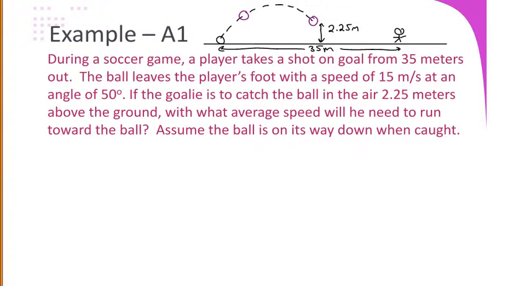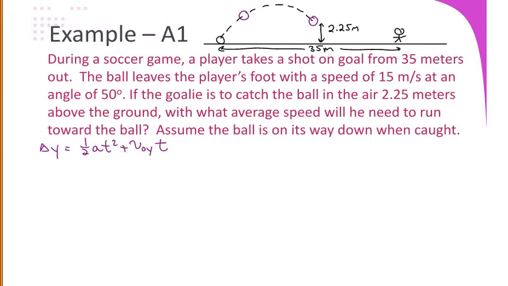So first, like I say, we're going to calculate that time that the ball is going to be in the air, and as we very frequently do in these types of problems, we're going to be using the equation that delta y, the vertical displacement, is equal to 1/2 times the acceleration times the time squared plus the initial vertical component of the velocity times the time.